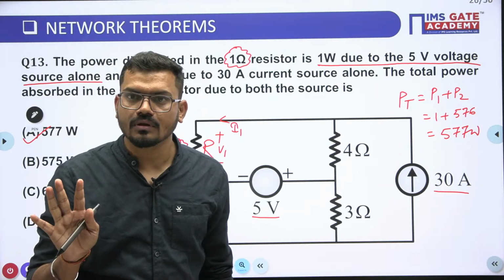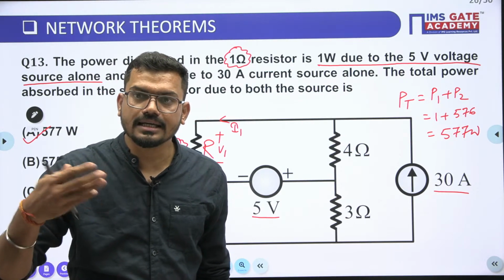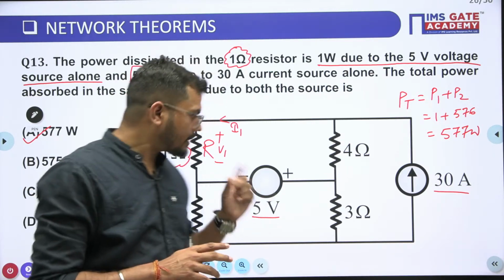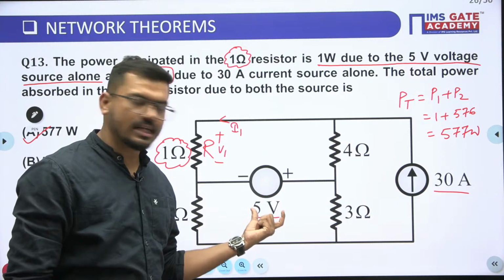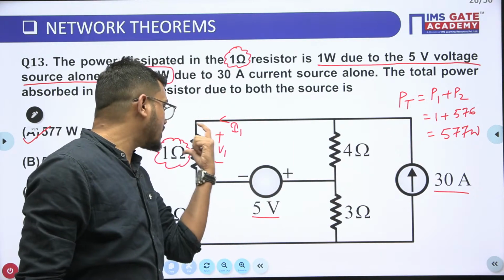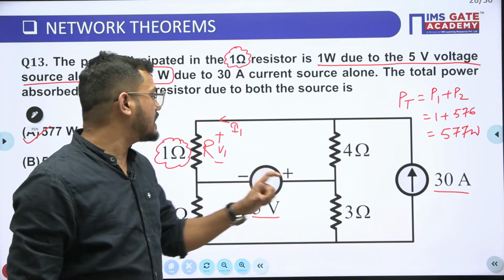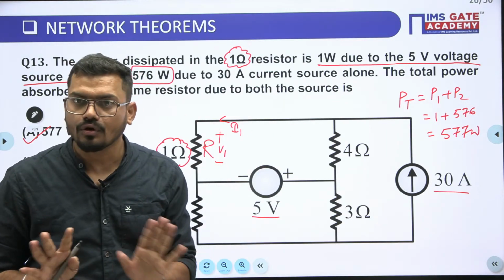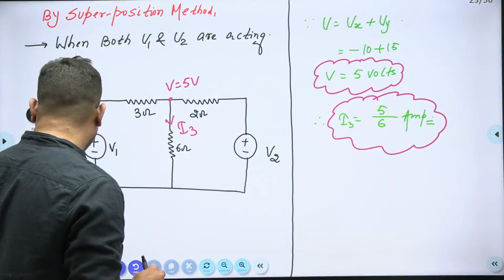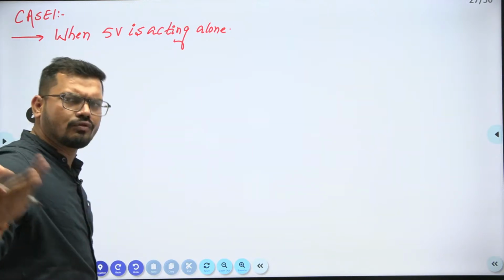Yes or no? Just tell me please. Can I assume like that? If I am connecting only the 5 volt source, and removing this 50 ampere source, then the voltage across this resistance R, or the current through this resistor R, is nothing but V1 and I1 only. Very good Rupesh. So here I am assuming the current is I1, or you can assume the voltage is V1 also.